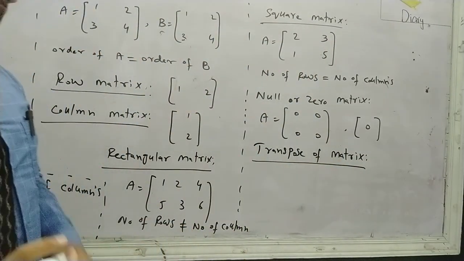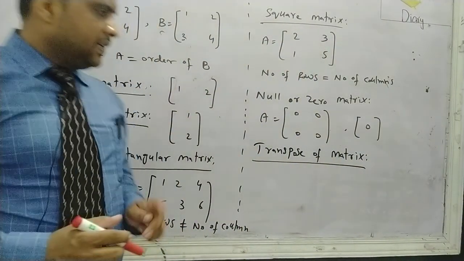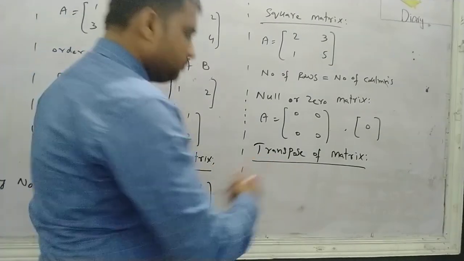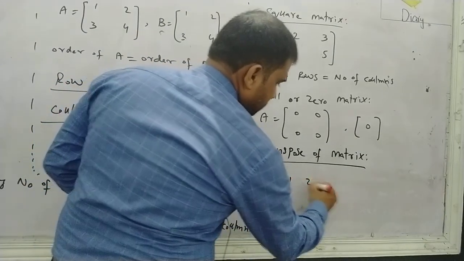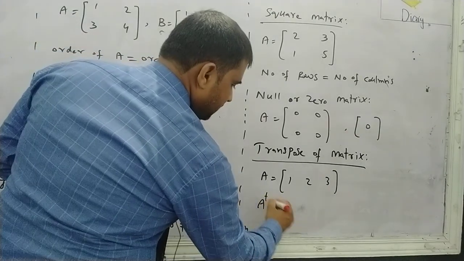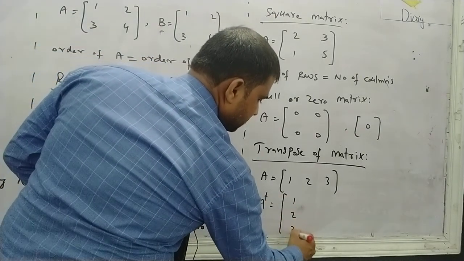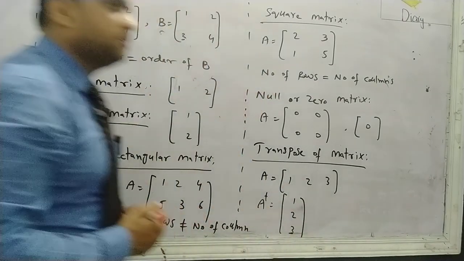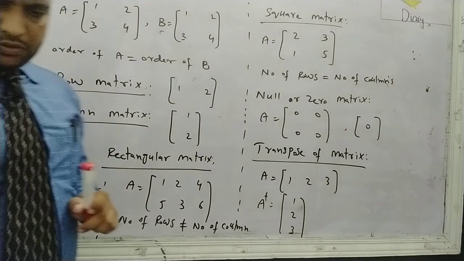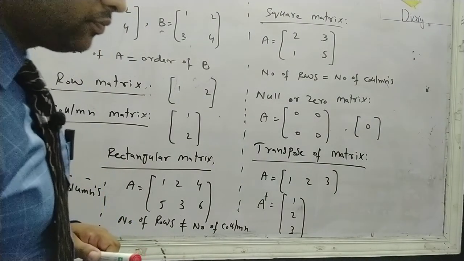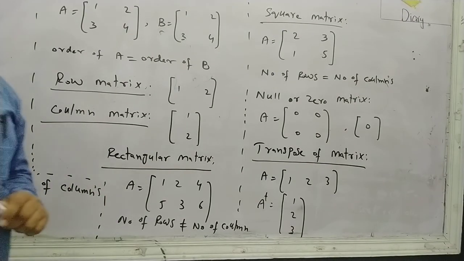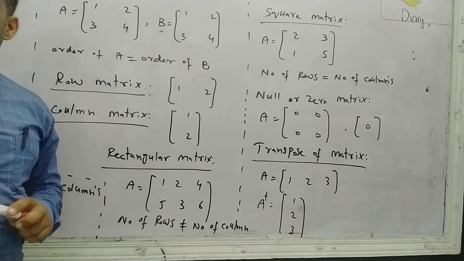Now what is a transpose of a matrix? In transpose of a matrix, we convert rows into columns, interchange rows into columns. Suppose there is a matrix 2 3. So when we transpose, there is interchange of rows into columns.